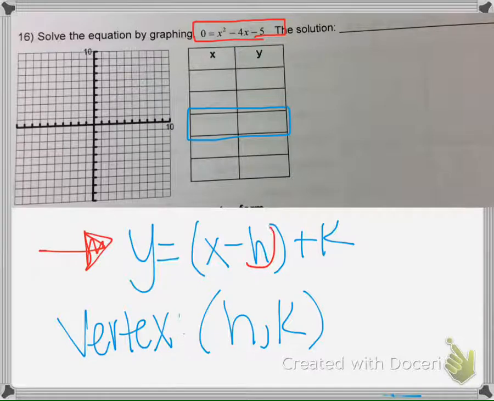Then we would identify the vertex with these two numbers here. Or instead of doing it that way, we can use our vertex formula, negative b over 2a. In this video, I'm going to show it with negative b over 2a, but keep in mind you can also complete the square.